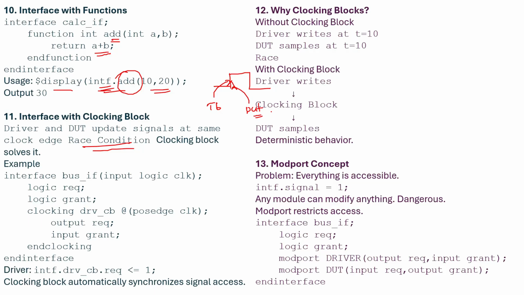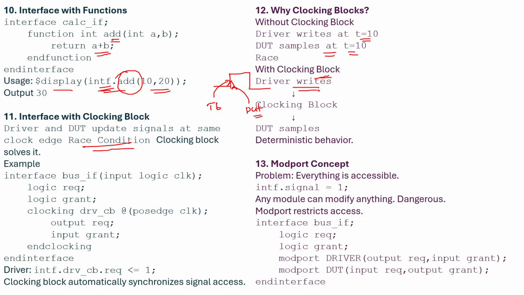So same thing without clocking blocks: the driver writes at t equal to 10, and then the DUT samples at t equal to 10. At the same time, I'm driving the signal and then observing the output. So a race condition may occur. Definitely it will occur. So, to avoid that, we are using clocking blocks.